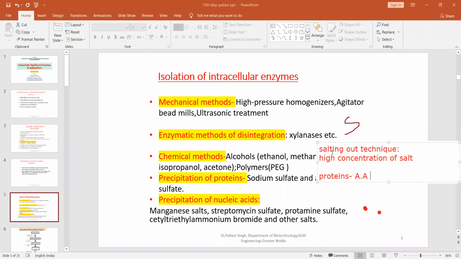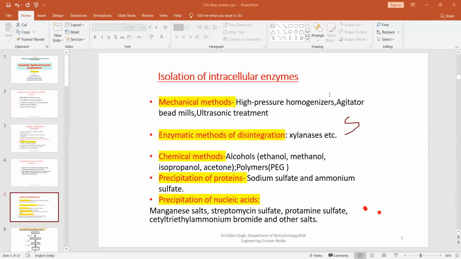What we are doing here is reducing the number of water molecules, because water is going and forming bonds with the salt now. And we are letting the hydrophobic patches of the protein molecules be exposed, so that different molecules can now interact and form a clump and they get precipitated. I hope it's clear now. Now let's move ahead. There are also protein nucleic acids. So for nucleic acid precipitation, we use these particular chemicals: manganese salts, streptomycin sulfate, protamine sulfate.